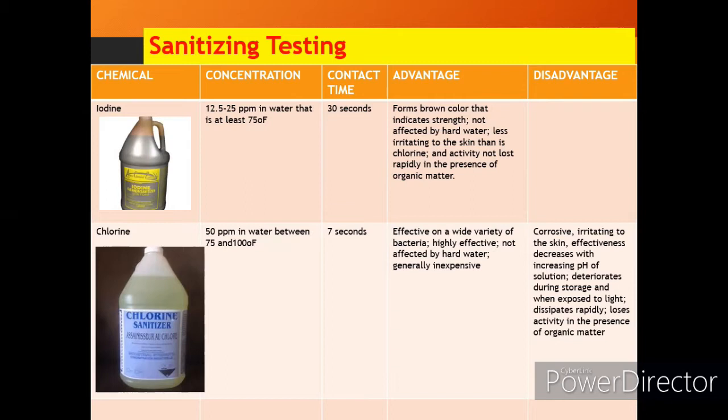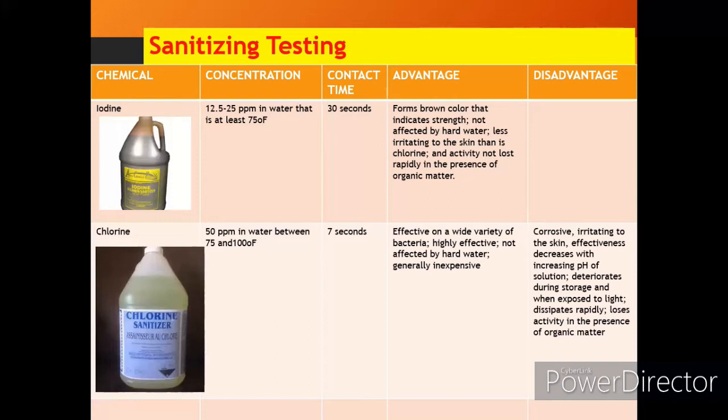So, every restaurant must have an appropriate testing kit to measure chemical sanitizer concentrations. To accurately test the strength of a sanitizing solution, one must first determine which chemical is being used, whether it is iodine, chlorine, or quaternary ammonium. Test kits are not interchangeable, so we have to check with our chemical supplier to be certain that we are using the correct kit. Remember, the appropriate test kit must be used throughout the day to measure the chemical sanitizer concentrations.